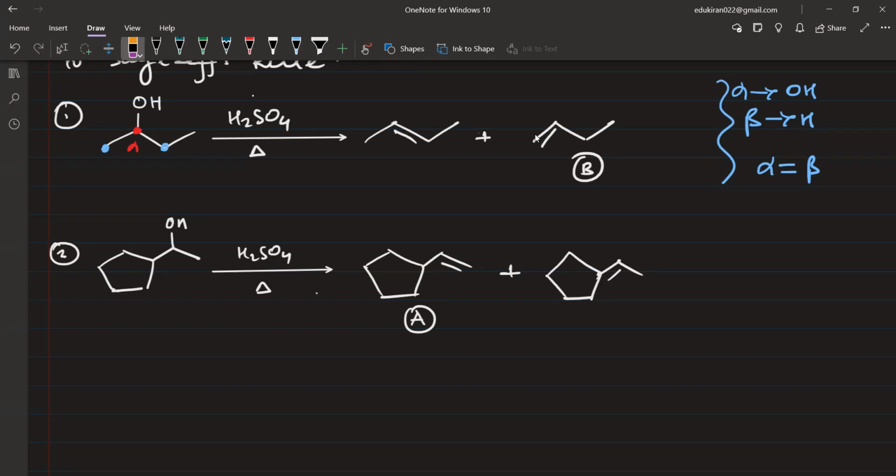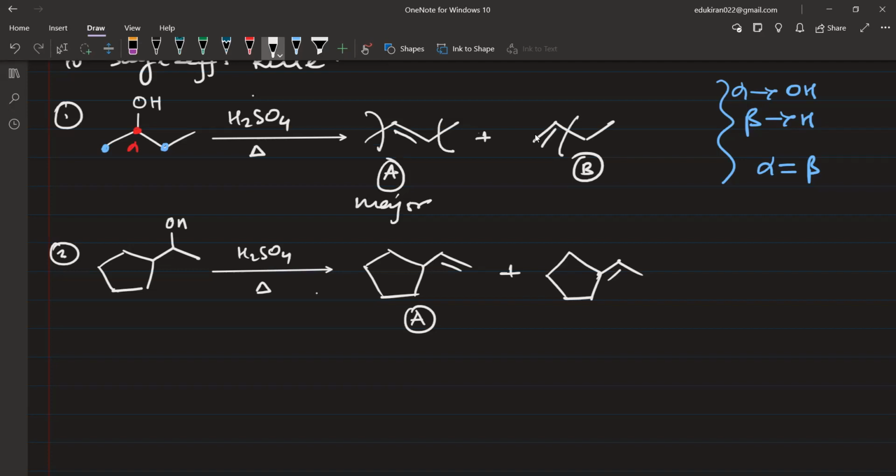More substituted, right? So it is having this first A1. It was having how many alkyl groups? It has 1 and 2 alkyl groups. This one, it is only having 1 alkyl group. Now that is why this is having 2 alkyl groups. That is why it is going to be major.